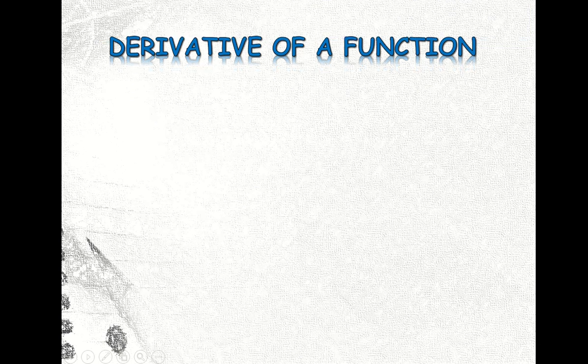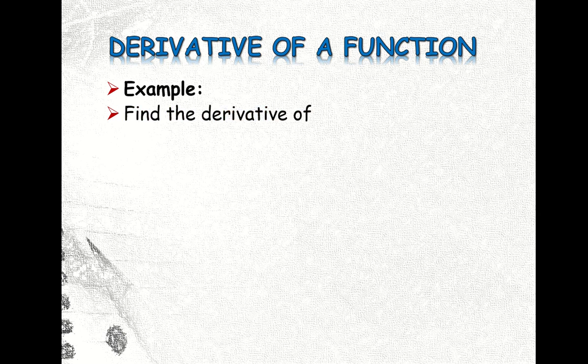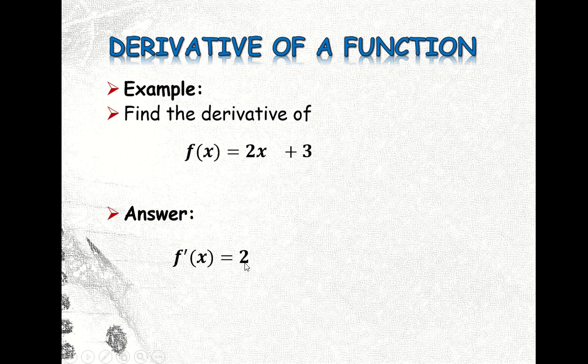Now let's solve some examples. This is the long method of finding the derivative. There will be a shortcut on this, which I will discuss later when we discuss the differentiation rules. For example, you are given this function f of x equal to 2x plus 3. Can you remember, this is our example number 1 in one of the short videos that I uploaded. And we have the answer here, that is f prime of x is equal to 2.